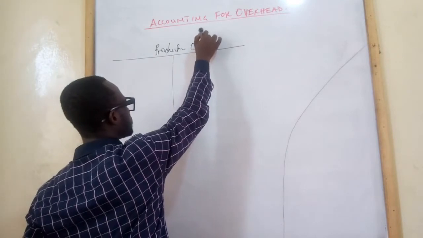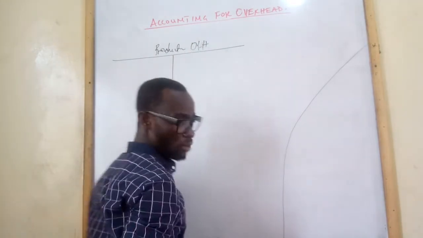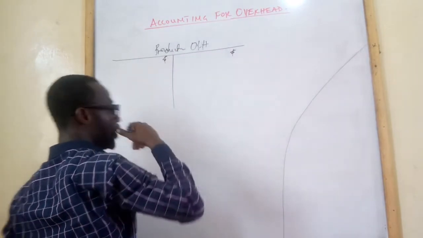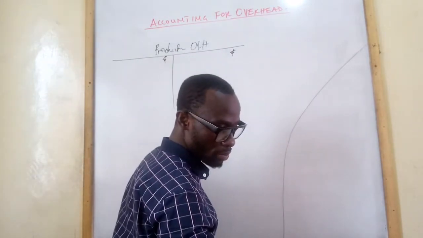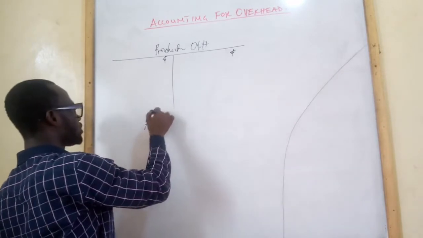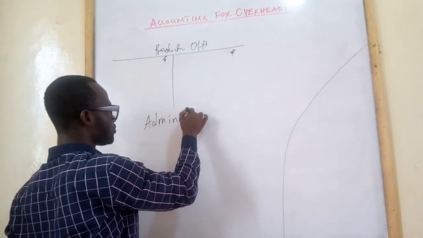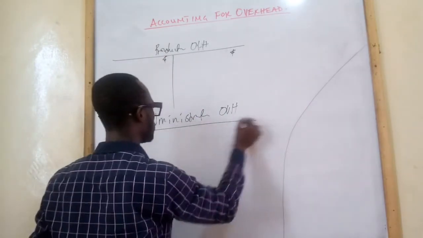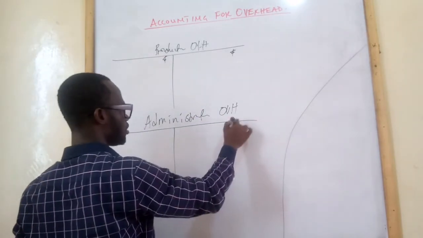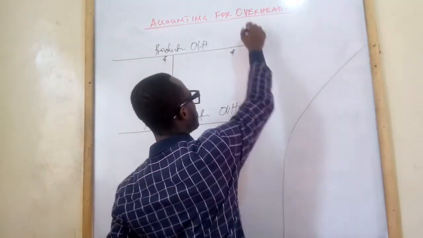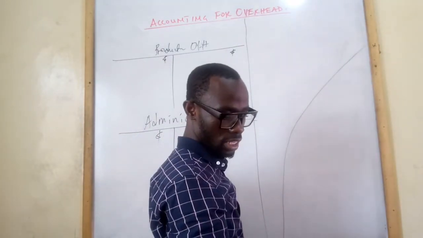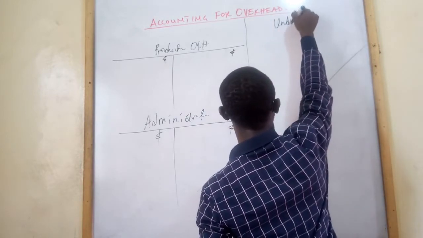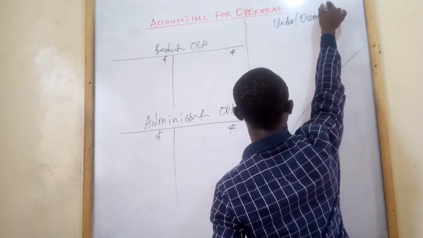So production overhead, and we are using dollars. Then we also need to prepare administration overheads because there is admin overhead there. The same thing, credits and debits. So let me divide my board. Then you need to prepare the under or over absorption account.